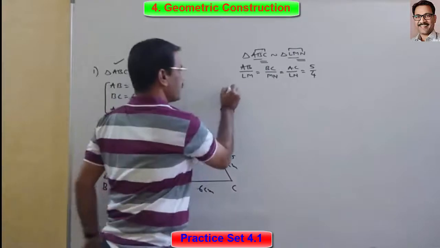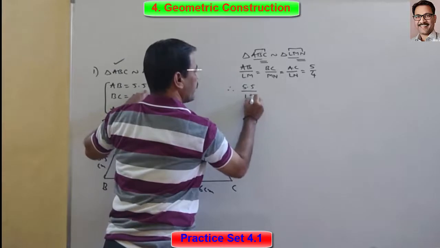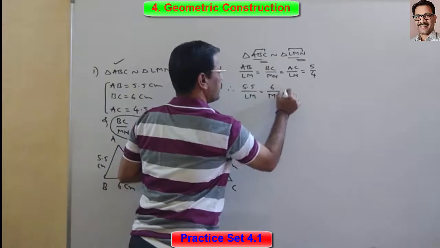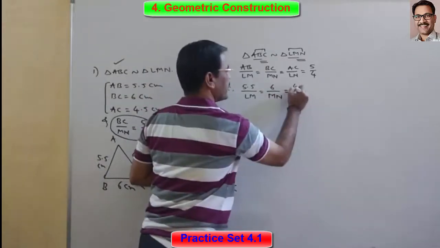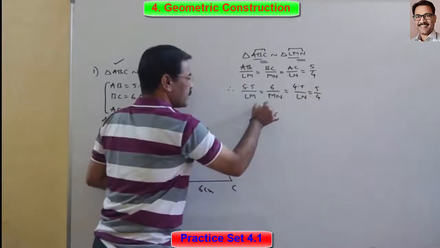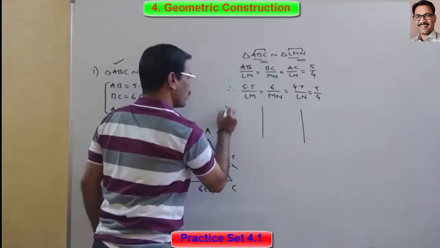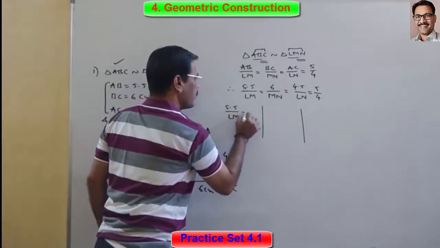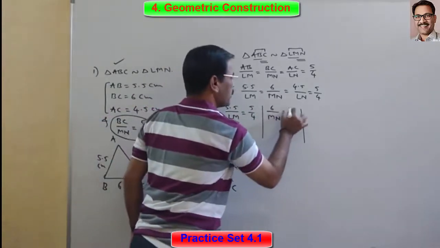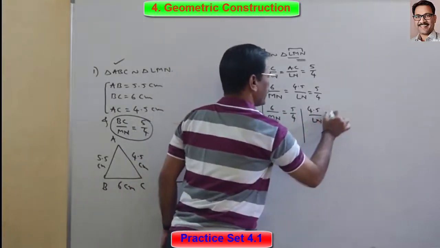Now afterwards, what we know here: AB is 5.5, LM we have to find, BC 6 centimeter, MN we have to find, AC 4.5 centimeter, LN we have to find. That is, 5.5 upon LM is equal to 5 upon 4. Here 6 upon MN is equal to 5 upon 4. 4.5 upon LN, that is 5 upon 4.